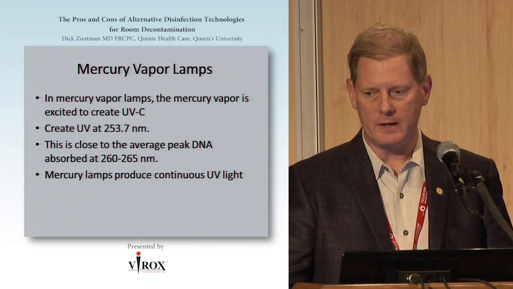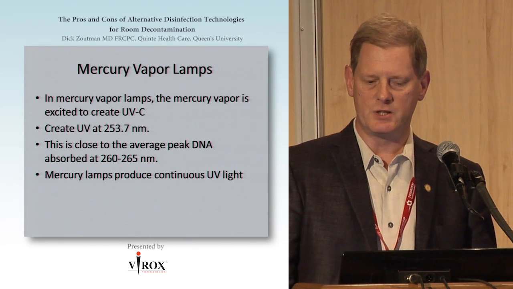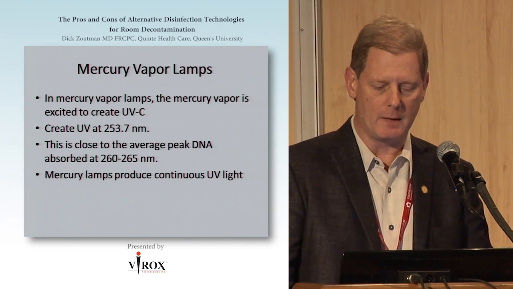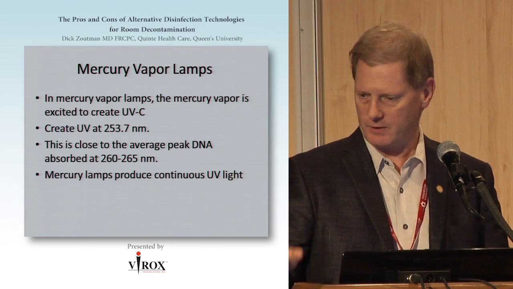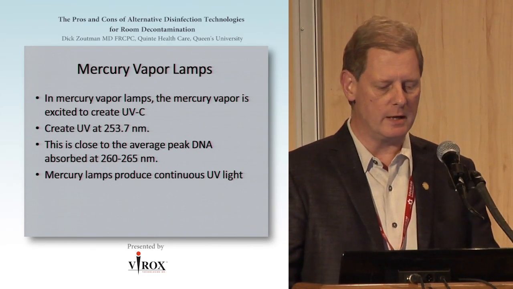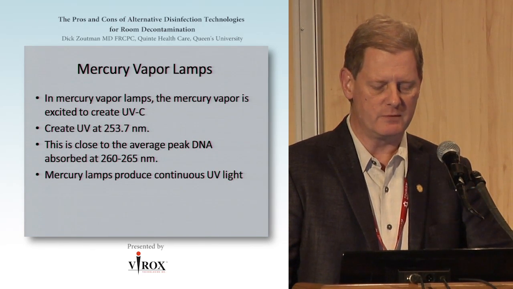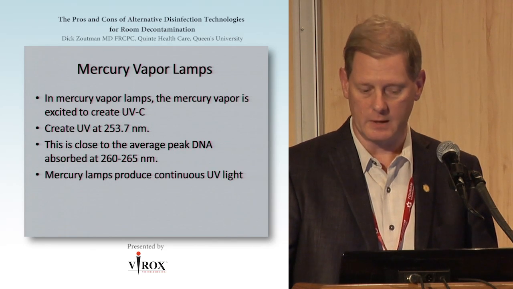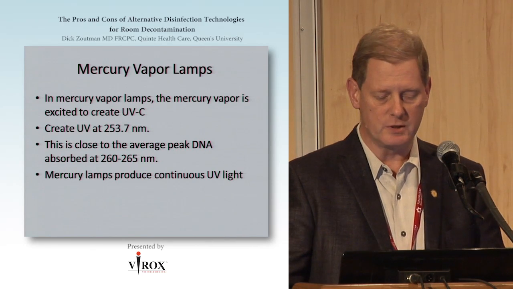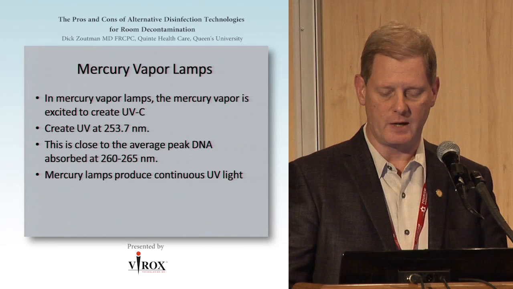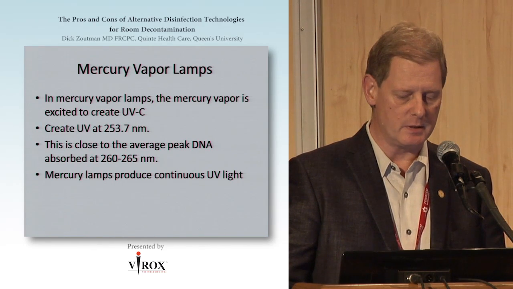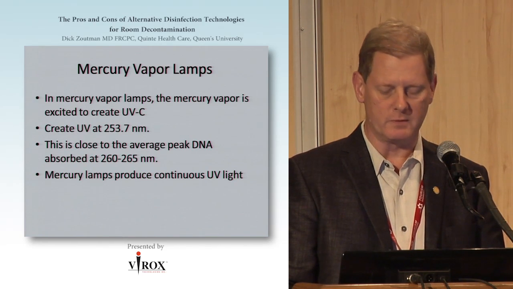Now, you can generate ultraviolet light with two kinds of bulbs that are generally available. A mercury vapor lamp, which creates specifically narrow spectrum in the UVC range, quite specifically 253.7 nanometers. It's close to the peak at around 260, 265 that causes optimal DNA damage. And it's a continuous form of light exposure.